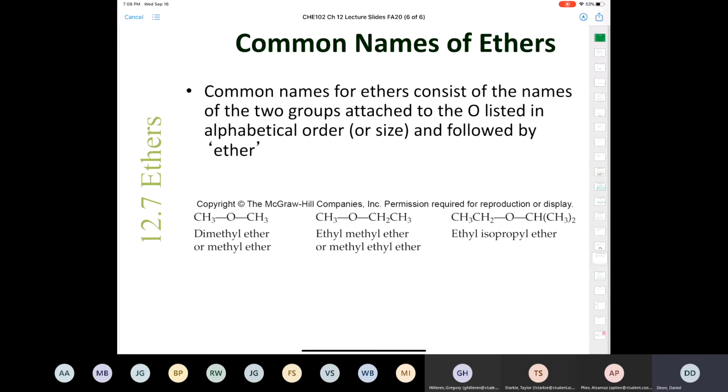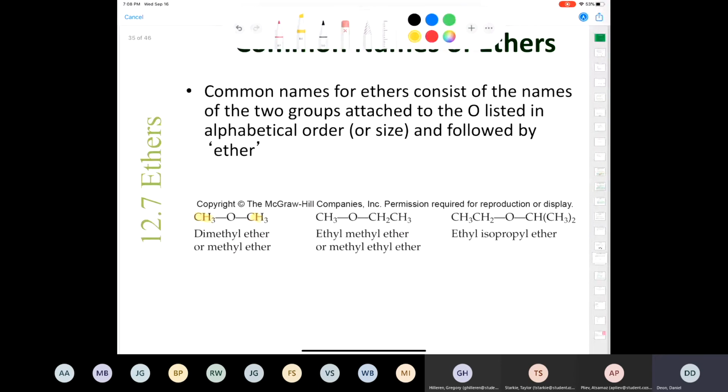Done. Okay. So you can see that I have two methyl groups in this first compound. So I would call this dimethyl ether. Something that's not mentioned here in the rules is that sometimes scientists will shorten it even more. They'll just call it methyl ether. They're implying that both groups are a methyl. Here you have a methyl and an ethyl. Well, you alphabetize, E comes before M, so it's ethyl methyl ether.